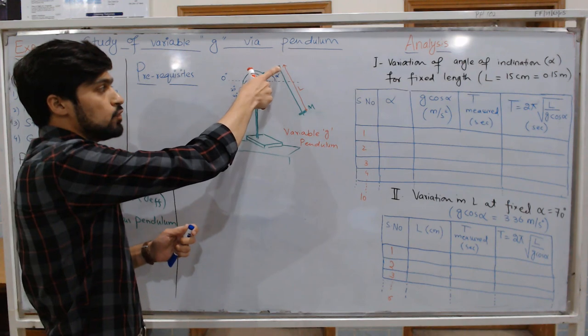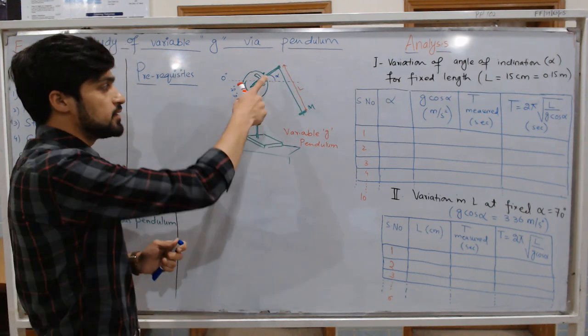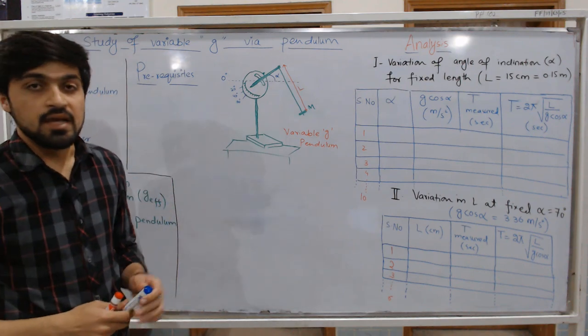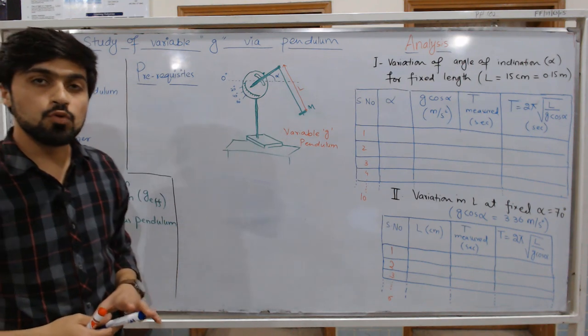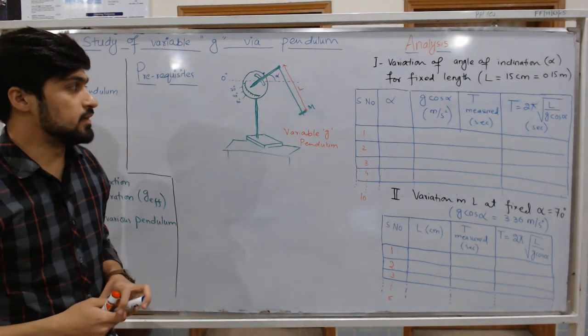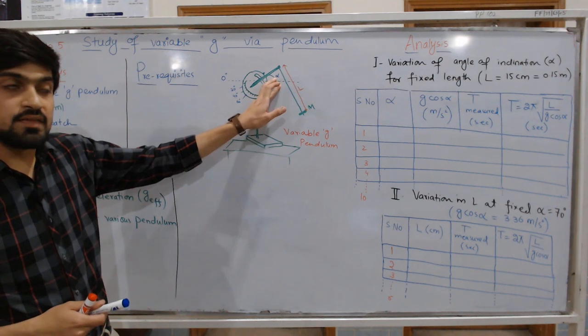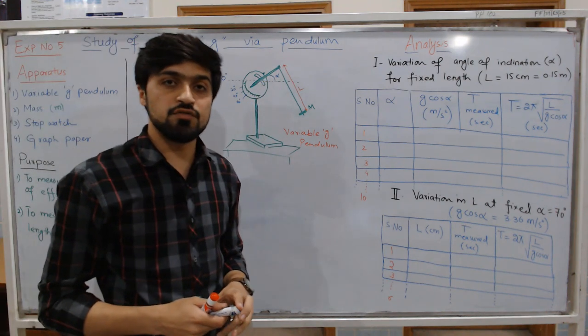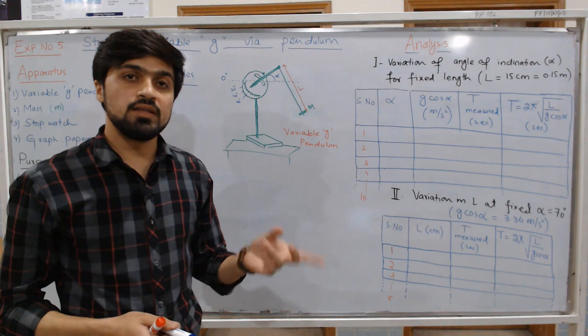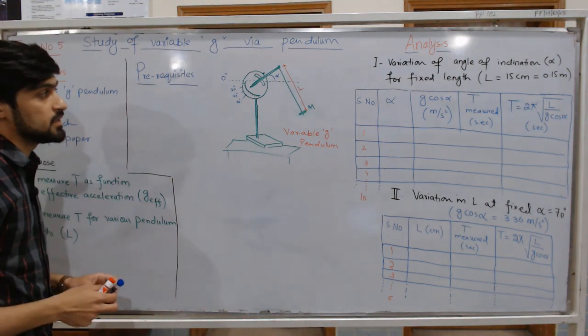Now you will move it to, let's say, 20 degrees and measure the time period, then 30 degrees, 40 degrees, 60 degrees. And from that relation we will calculate the time period. If the angle of inclination, alpha, is changing, then it will definitely change the value of g. So we will call that value the g effective. Now let's discuss this simple pendulum.